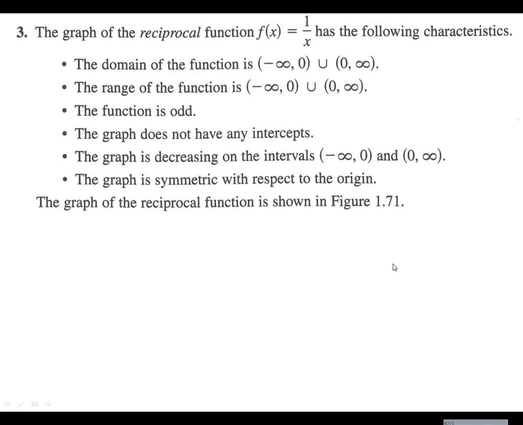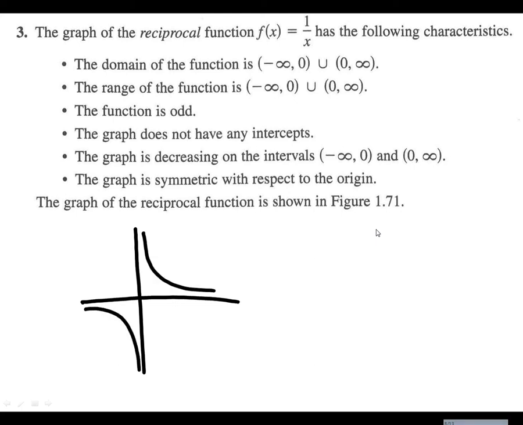Let's talk about 1 over x here. What does this look like? 1 over x. I have to look this up myself. I've forgotten. So embarrassing. Aha, that's right. It's this guy.